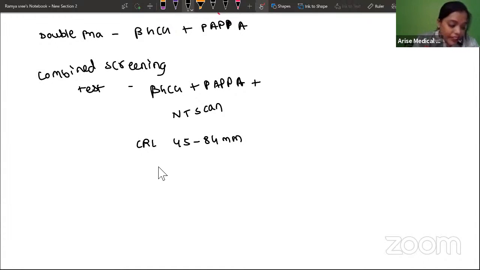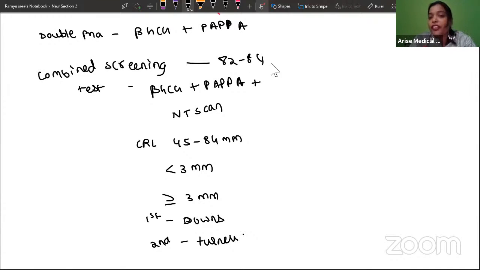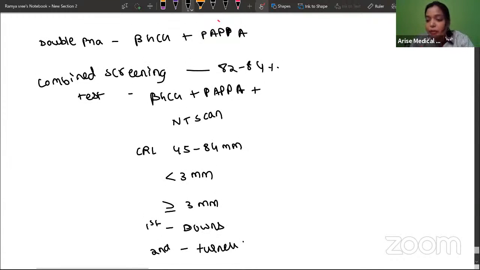And the cutoff for the NT scan: when do we call an NT scan normal? A normal NT scan should be less than 3 mm. If it is more than or equal to 3 mm, the first cause which might have increased NT is Down's. The second most common cause of increased NT is Turner's. And the detection rate for the combined screening test is 82 to 84%. Fair enough, right? Next, you have the second trimester screening methods.